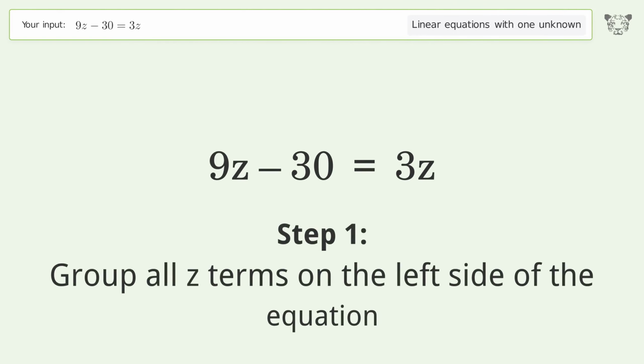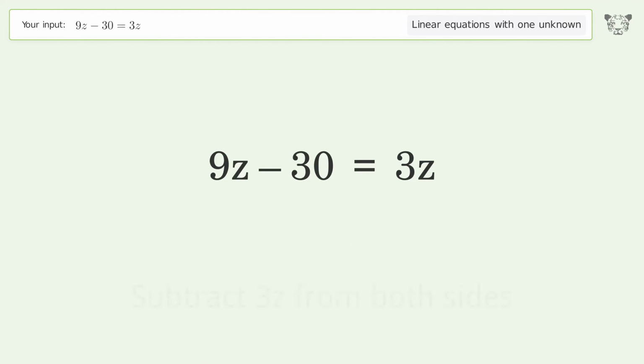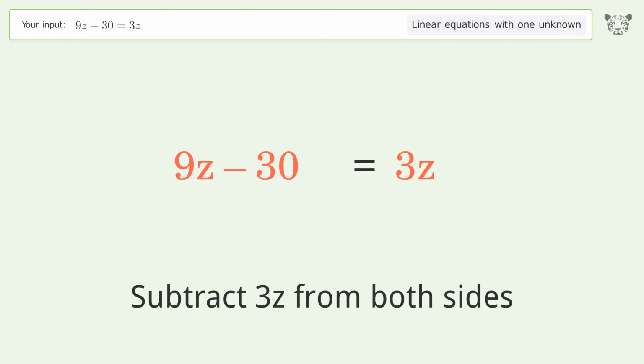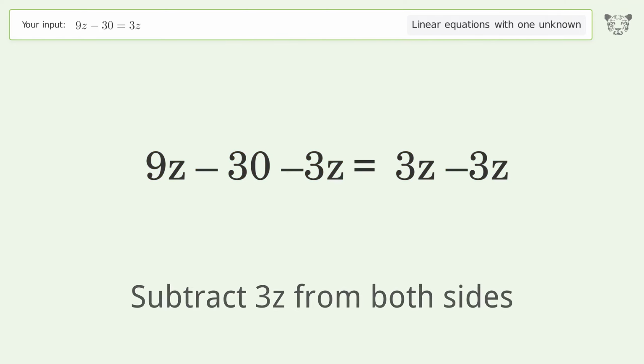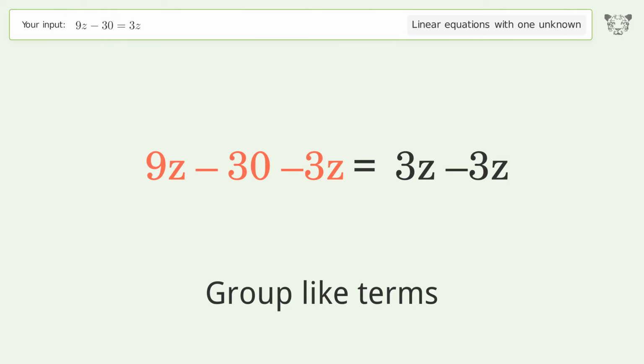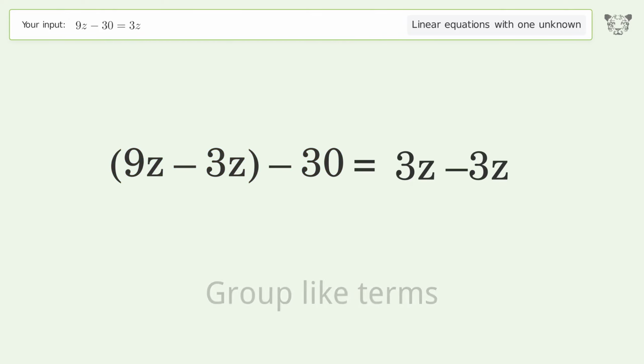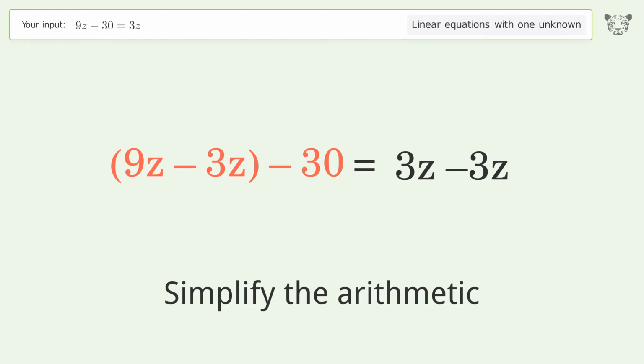Group all z terms on the left side of the equation. Subtract 3z from both sides. Group like terms. Simplify the arithmetic.